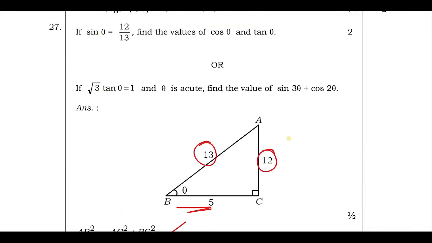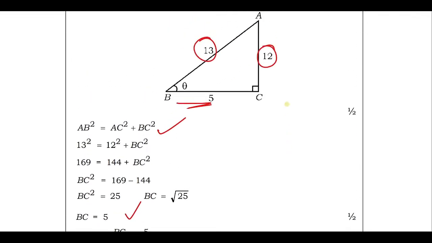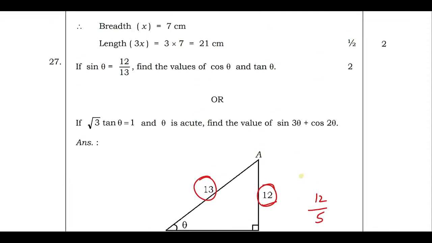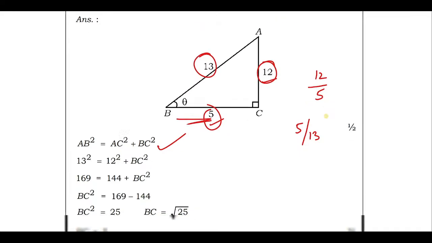Now tan theta is what? Tan theta is opposite by adjacent. What we get is 12 by 5. Now cos theta is adjacent by hypotenuse, that is 5 by 13. Dear students, you should know at least the trigonometric ratios. Simple questions will be asked in the examination.